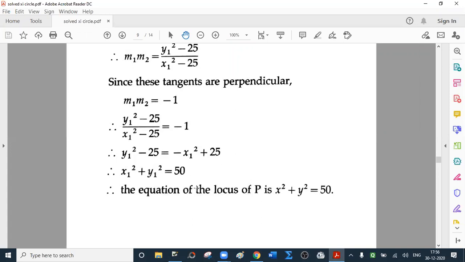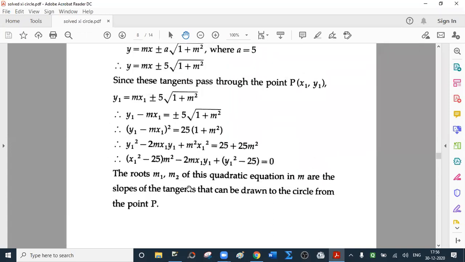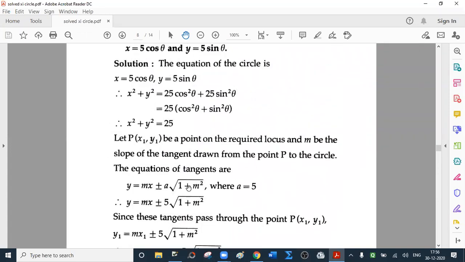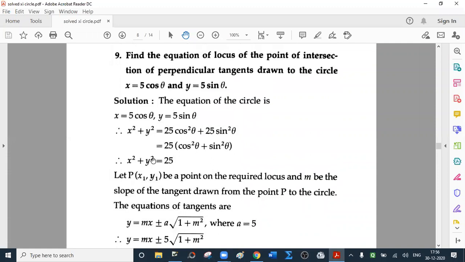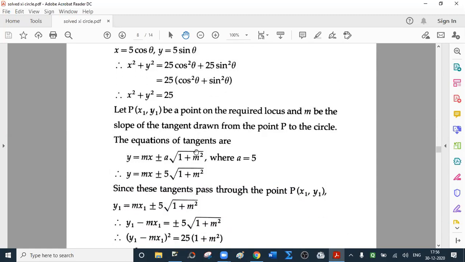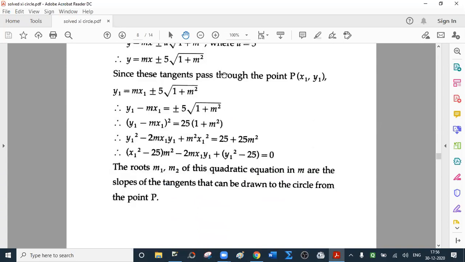A good student will write that this is called the director circle. If asked as an MCQ, we will be able to write the answer directly. Why? Because the director circle of x square plus y square equal to a square is x square plus y square equal to 2a square. So 2 into 25, that is x square plus y square equal to 50. But this will be asked for, I think, 4 marks, so you are expected to write this much. Okay.